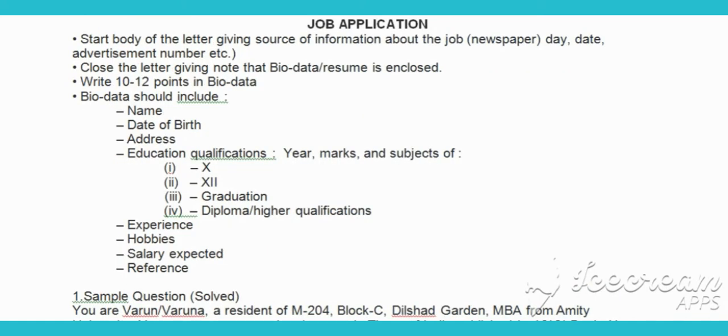Now our next topic is job application, and we have already done it in class 11th. You can see how to start, how to write the different important details of job application. Start the body of the letter giving source of information. Close the letter giving a note that biodata is enclosed, and write 10 to 12 points in biodata. A biodata should include name, date, address, educational qualification, experience, hobbies, salary expected, and reference.